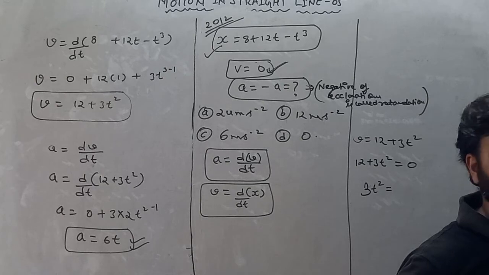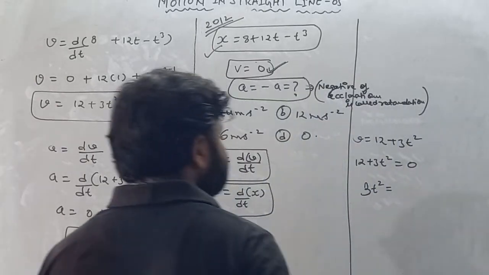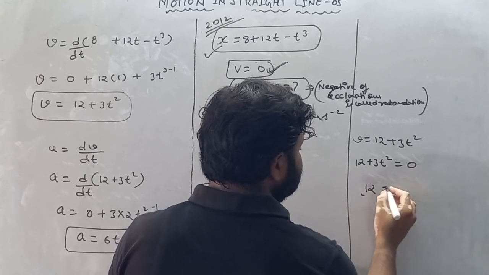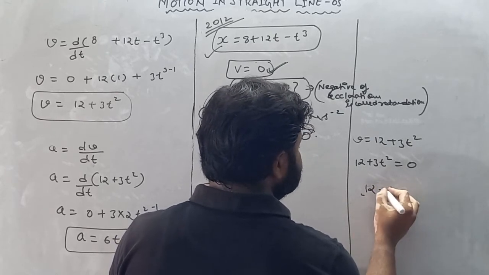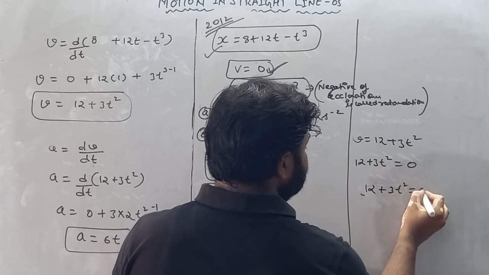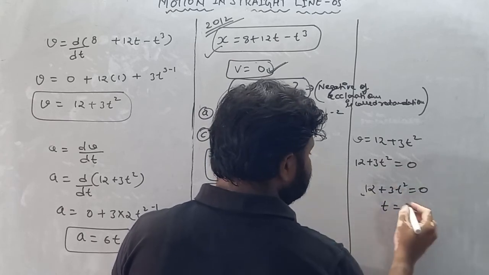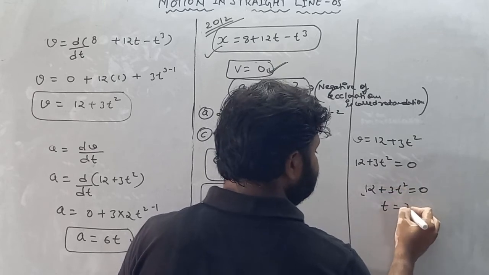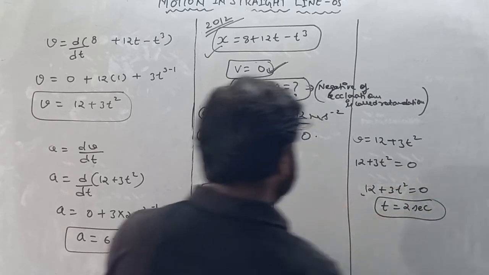12 minus 3t square. This will be like this: 12 minus 12 plus 3t square is equal to 0. So you will get the value of t as 3 2s are 6, 4 3s are 12. So t is equal to 2 seconds. I hope you all understand this thing.